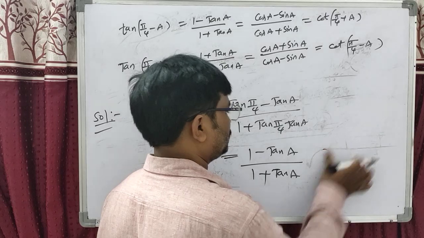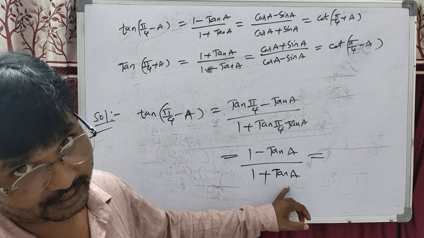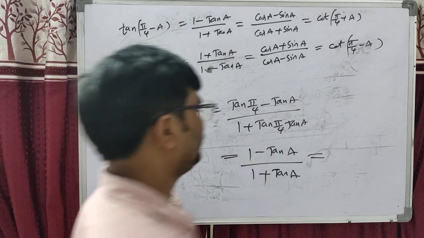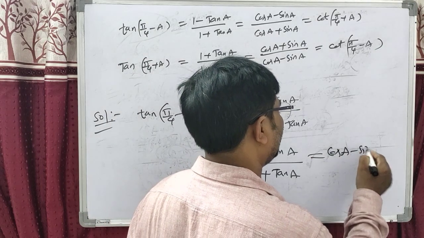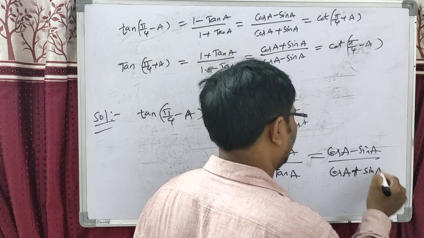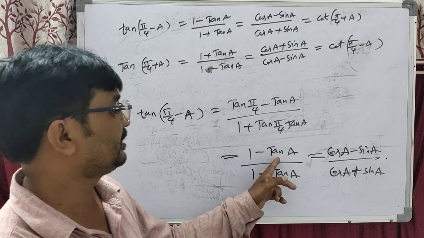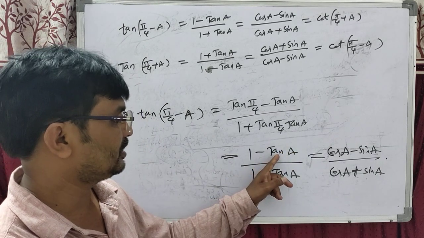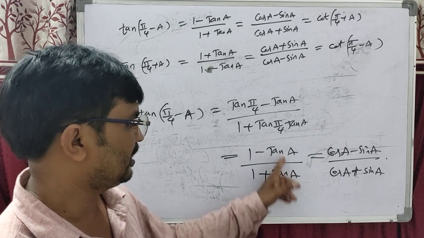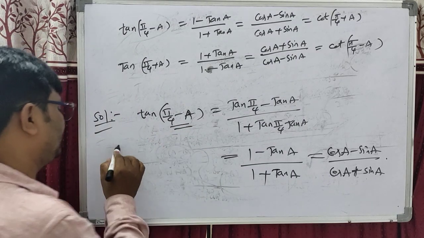Dear students, we can write tan a as sin a by cos a. This is also sin a by cos a. We have to take the LCM, which is cos a, that is cos a into 1. My dear students, this gives cos a minus sin a by cos a plus sin a. Here tan is written as sin by cos, we take the LCM cos, and the cos a cancels. The LCM cancels.